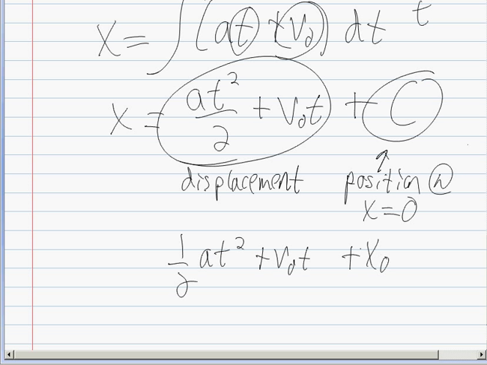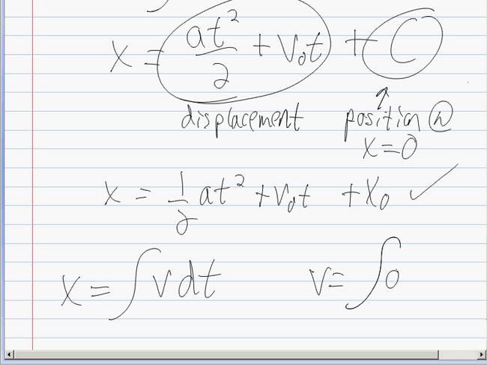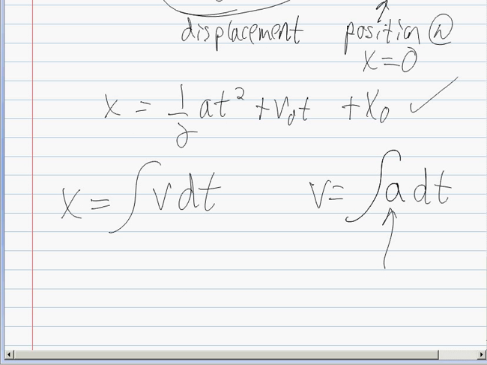Now you might say, well, so what? We already had those. But these two tools, x equals the integral of v with respect to time, and velocity is the integral of acceleration with respect to time, mean that even if this is not constant, we can still figure out an expression.